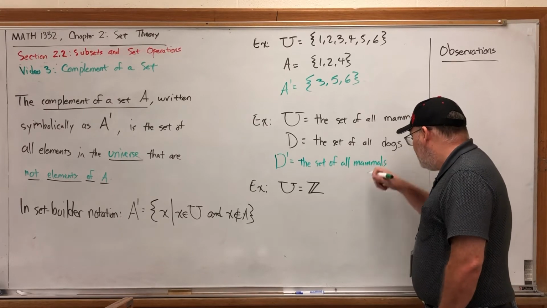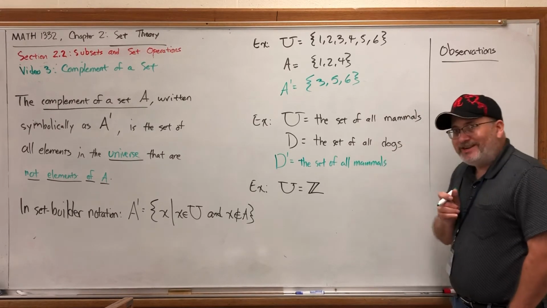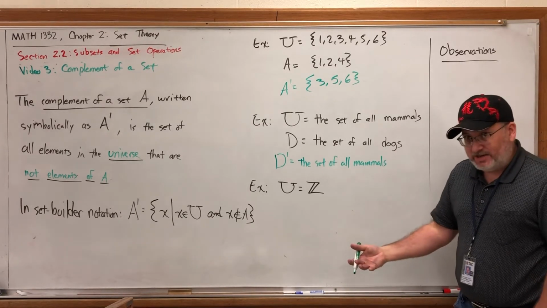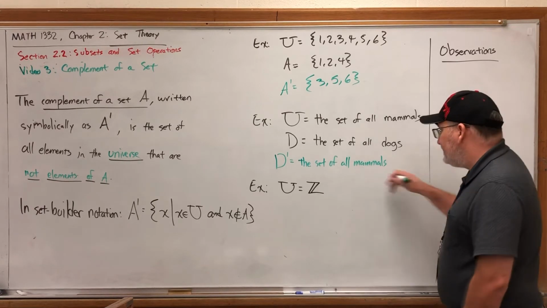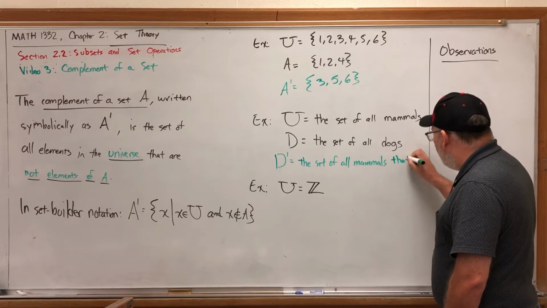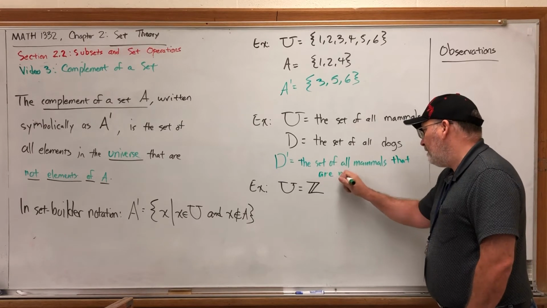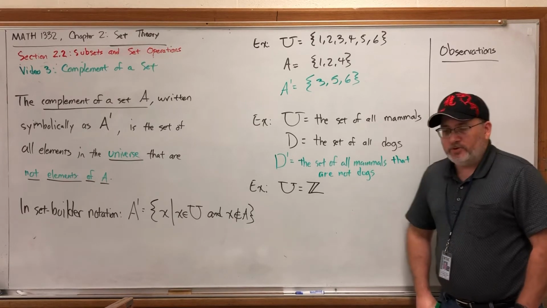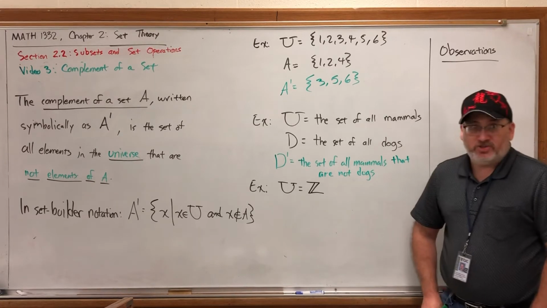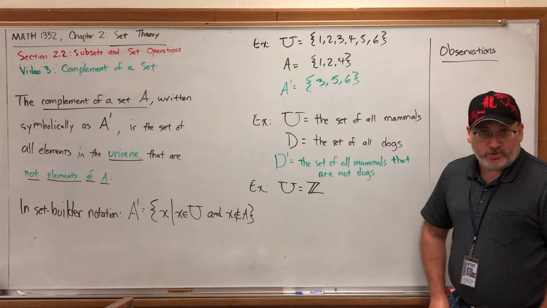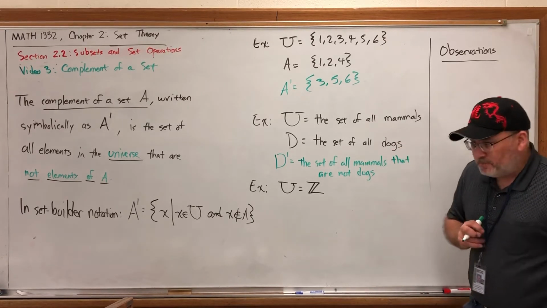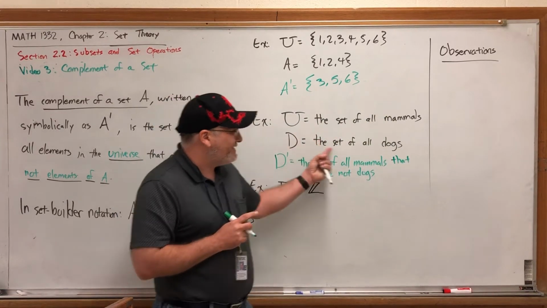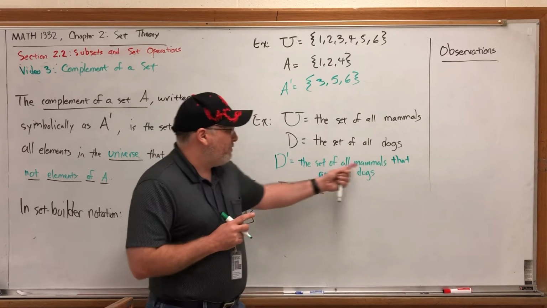But not the ones in the set D. The elements of set D are all dogs, so the things outside of set D are not dogs. The set of all mammals that are not dogs. And it's important that we say the set of all mammals, because if we just say the set of animals that aren't dogs, that might include birds, lizards, and turtles, which were not included in this universe. The generic way to describe a complement is to say everything that belongs to the universe that isn't something in this set. Everything that's a mammal that isn't a dog.